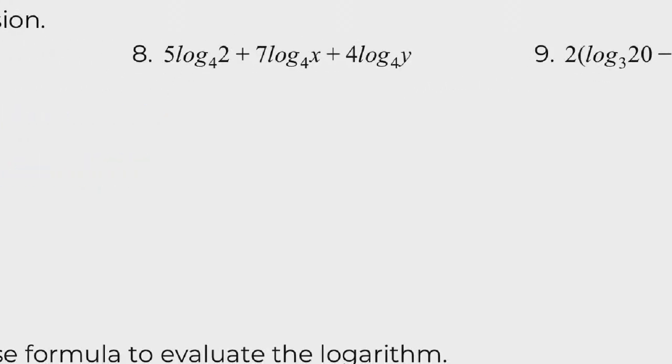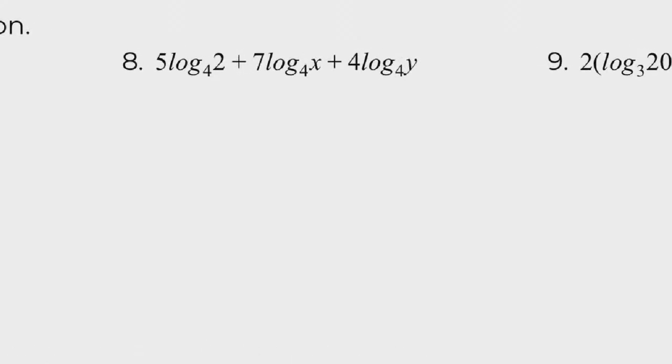Okay, number 8. So we have numbers in the front again, this 5, this 7, this 4. I'm going to bring those up as the exponents. So this would be log base 4 of 2 to the 5th, plus log base 4 of x to the 7th, plus log base 4 of y to the 4th. Oh, and they do have to have the same base for you to combine them. So if one of them was like log base 5 or something, then you can't combine it with the other two.